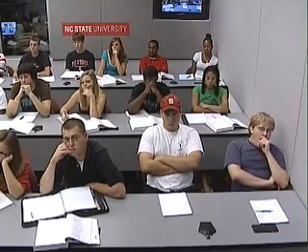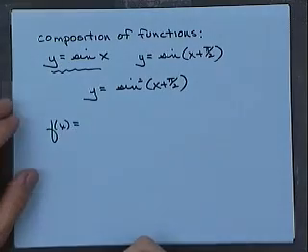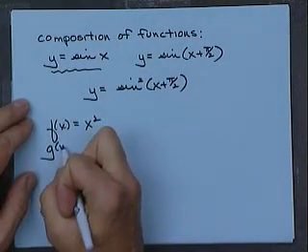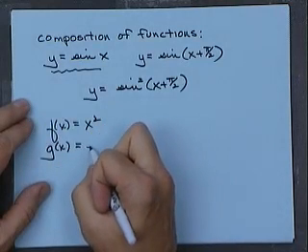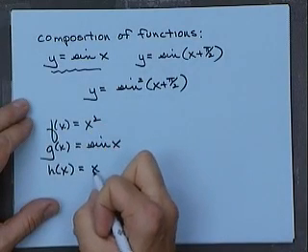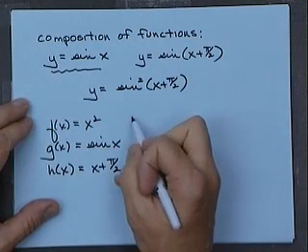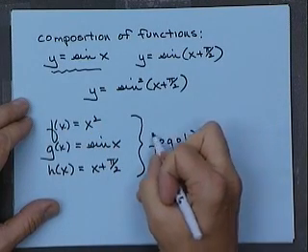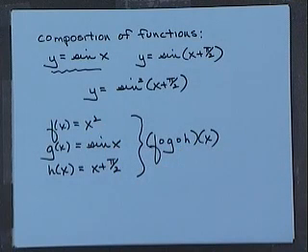So if we have, for example, that f of x is x squared, g of x is the sine of x, and h of x is x plus pi over 2, what would the composed function be that is f of g of h of x? That's too many in the composition. That doesn't even sound good. But we can do it.